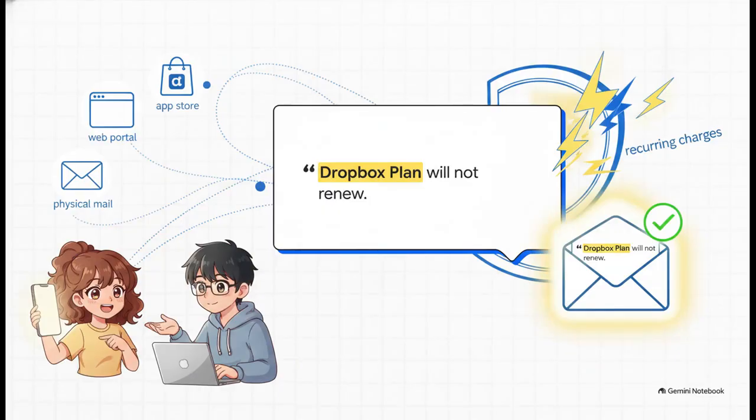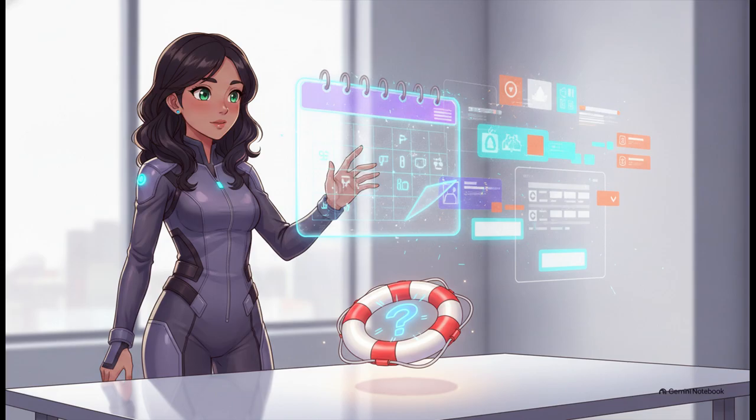Ultimately, no matter how you cancel, whether it's on the website, the App Store, or even sending that physical letter, you are not totally safe from recurring charges until you see this. You need an automated email from Dropbox with this exact subject line hitting your inbox: Dropbox plan will not renew. If you do not get that confirmation email, you have to assume the cancellation didn't go through, and you need to double-check your steps.